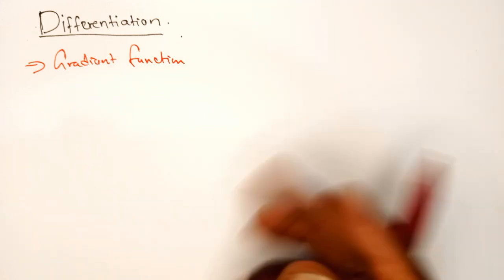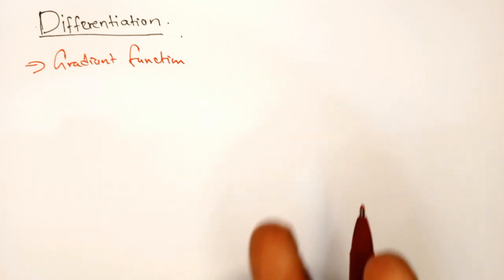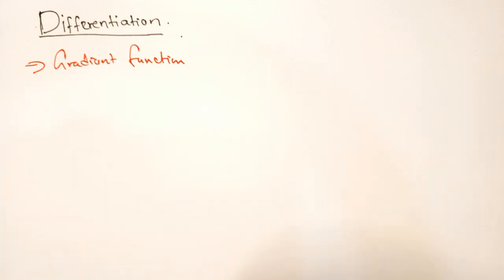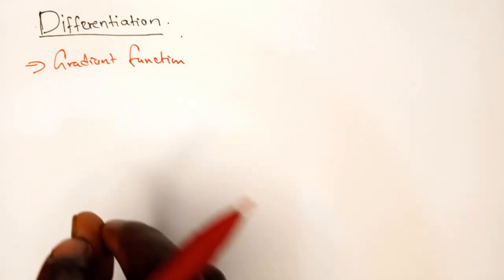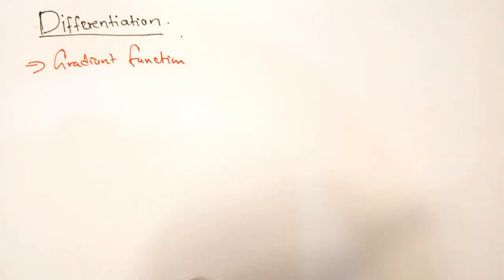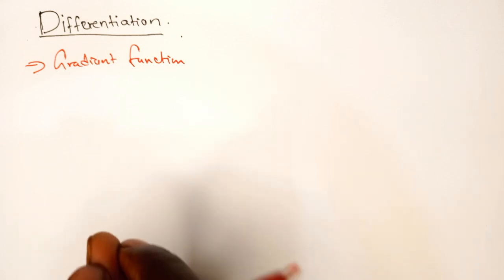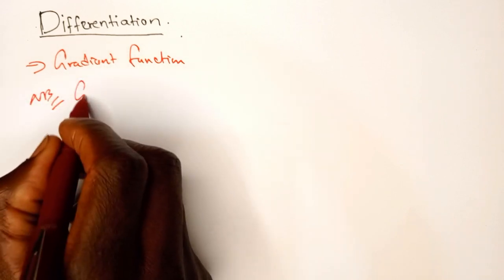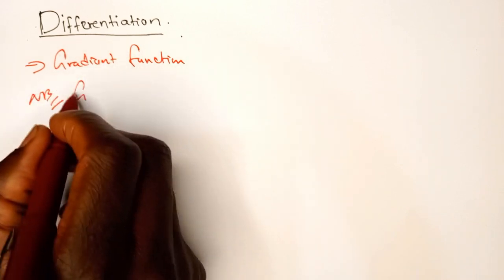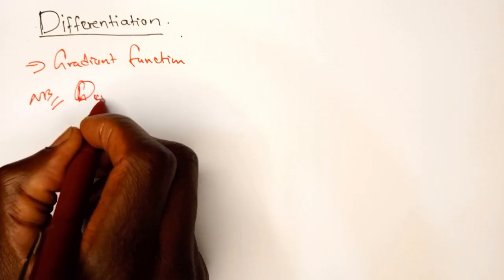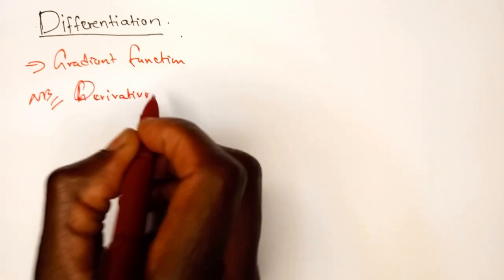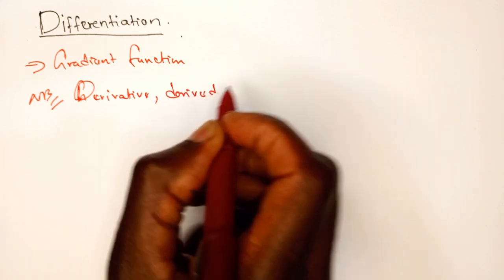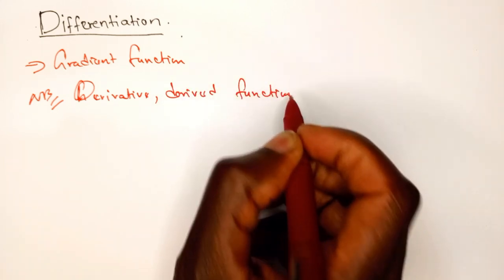In Form 2, we always find the gradient of a line between 2 points. So if it is a line, the gradient will be constant. You take 2 points on that line, you find the gradient, it will be constant. But for a curve, the gradient cannot be constant. The gradient keeps on shifting, and therefore we use a gradient function to get the gradient of that curve at a specific point. NB. So gradient function is the same as derivative, derived function, and y prime.